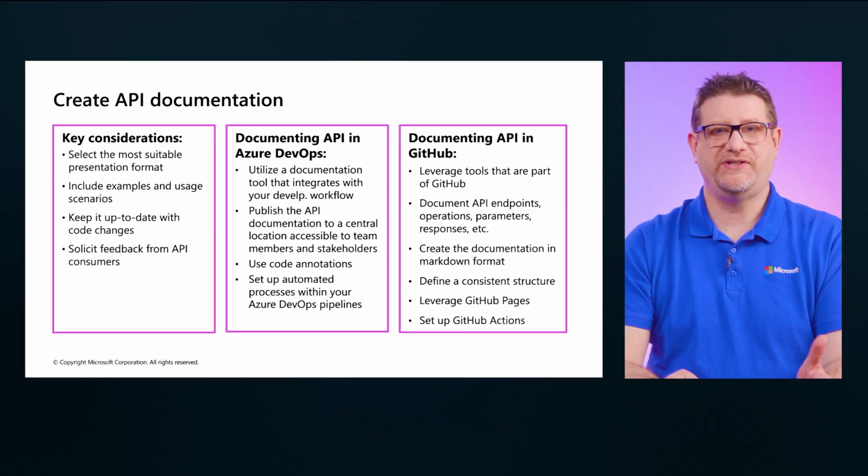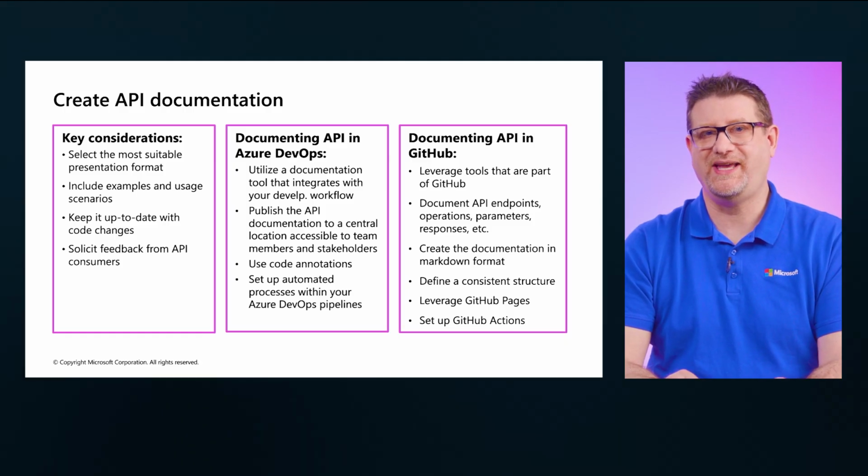Adding code annotations and decorators directly into your source code helps document API endpoints, and setting up automated processes in your Azure DevOps pipelines ensures that the documentation is always up to date whenever the codebase changes.